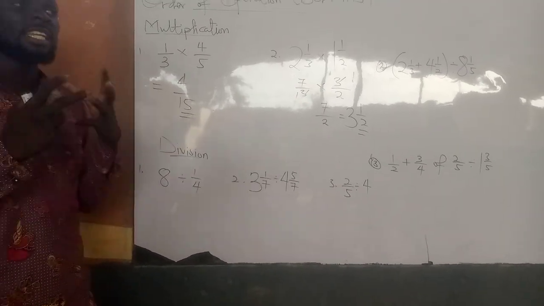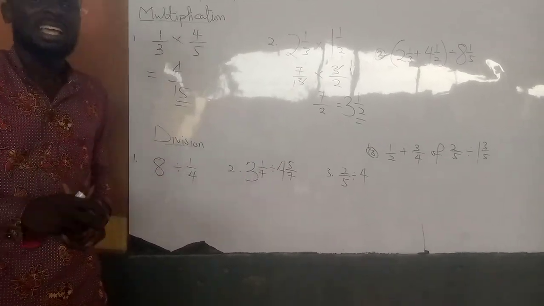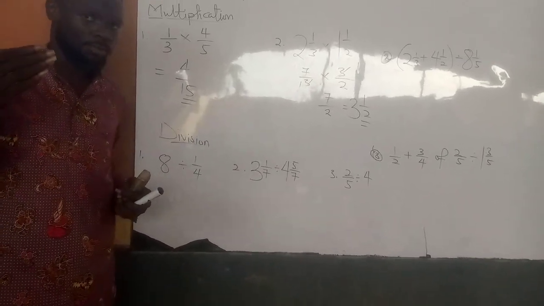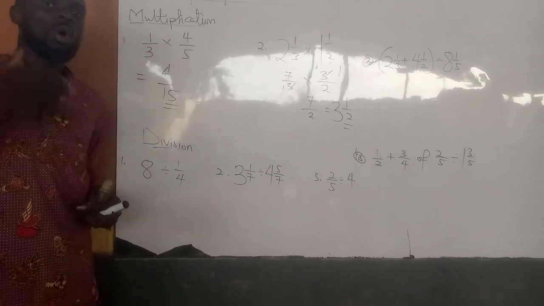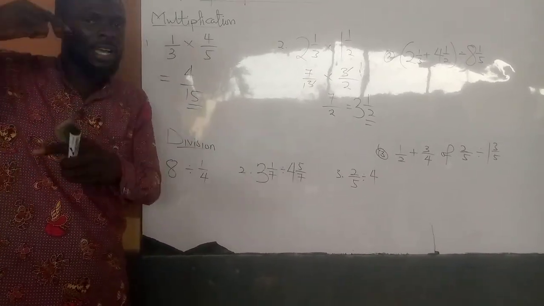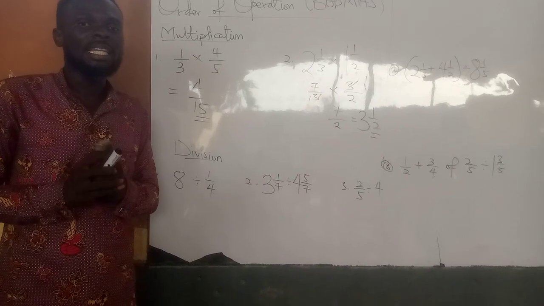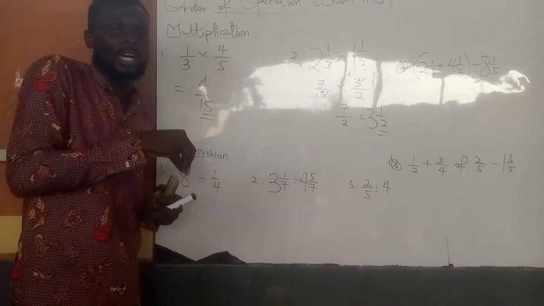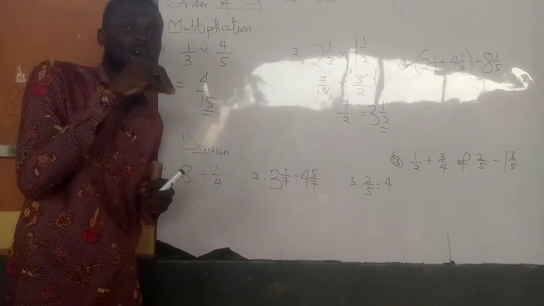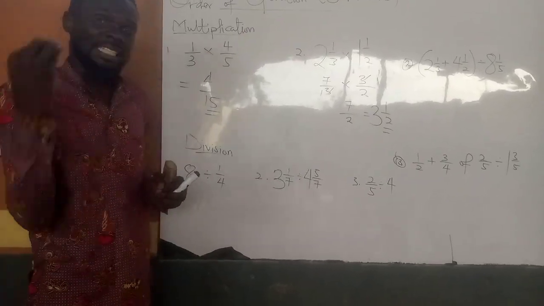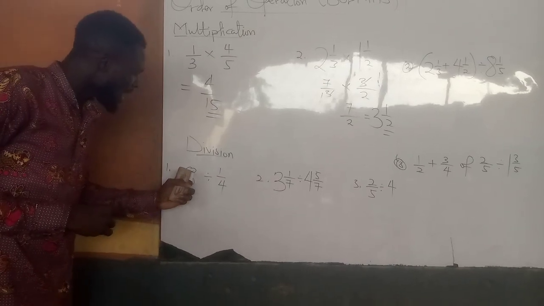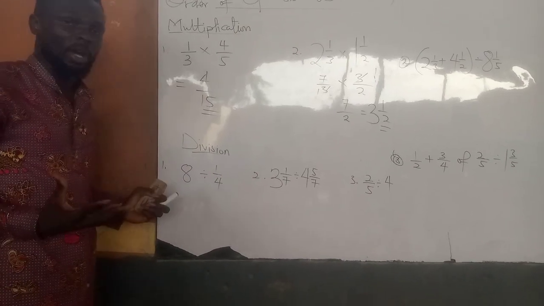Once you change the division sign to multiplication, the fraction on your immediate right takes its reciprocal, meaning the denominator of that fraction becomes the numerator, and the numerator of that fraction becomes the denominator. So let's look at example 1. It says 8 divided by 1 over 4 is what?